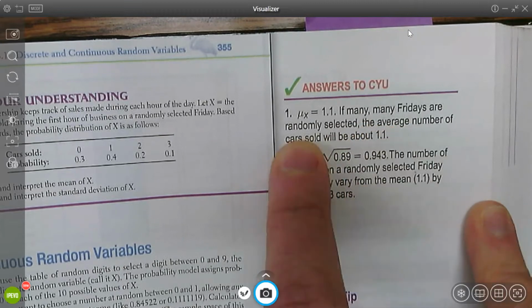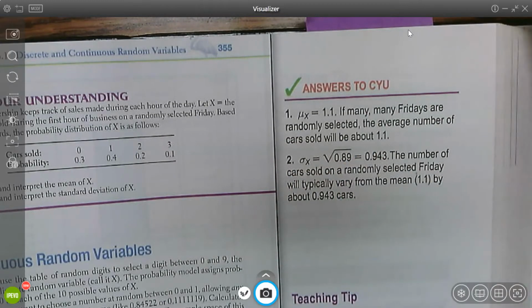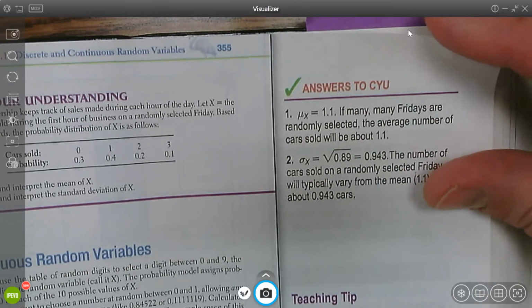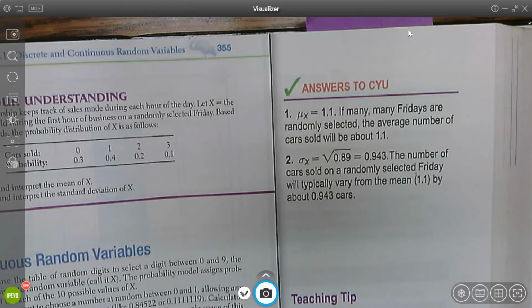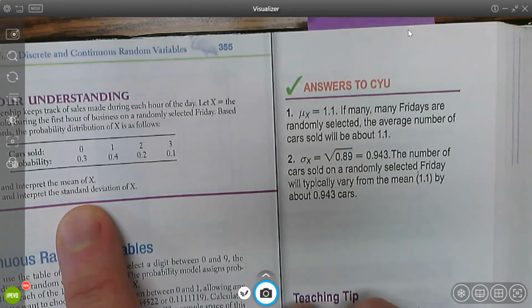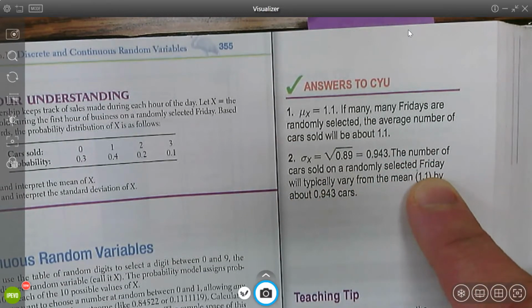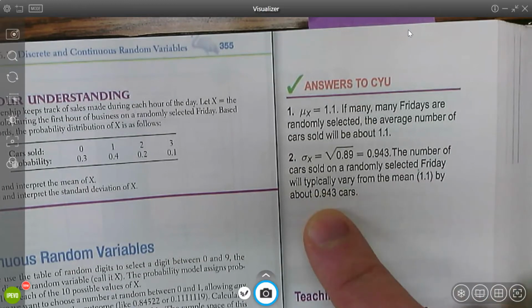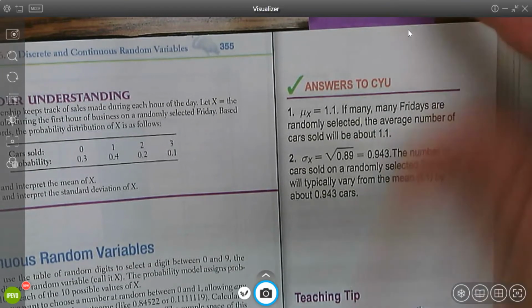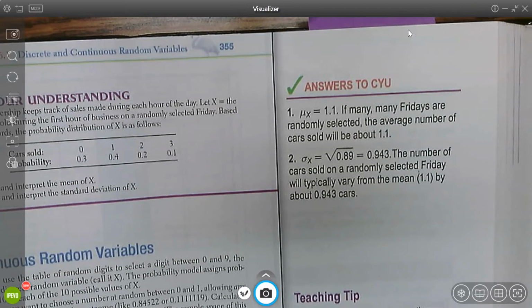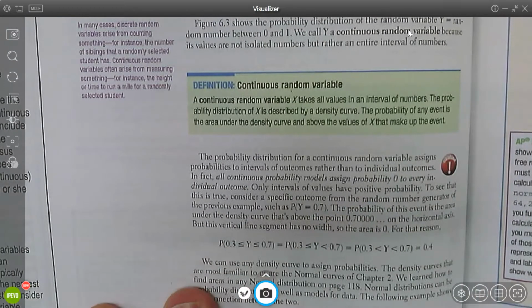If many Fridays are randomly selected, that's the law of large numbers, then the average number of cars sold will be about 1.1. They're never actually going to sell 1.1 cars. It's impossible. Like, they're not cutting the car in tenths and being like, hey, here's the bumper. Have a nice day. Number 2, compute and interpret the standard deviation. The number of cars sold on a randomly selected Friday will typically vary from the mean by about 0.943. So that's what we've known it to be. For the mean, the expected value, you have to include the law of large numbers as part of that, like over the long run.